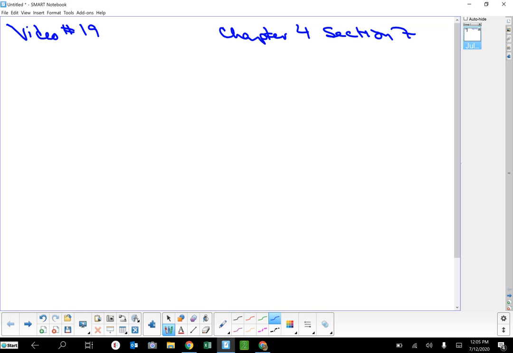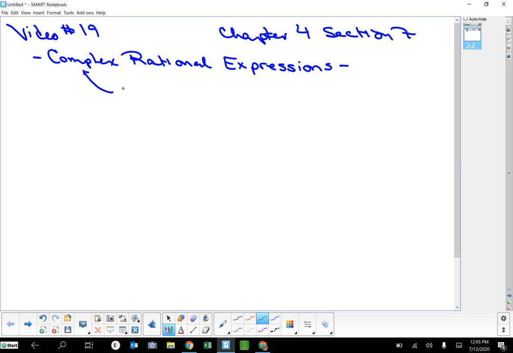And this is all about complex rational expressions. All right, so what that means, we know rational is a fraction. Complex means you have a fraction over a fraction.